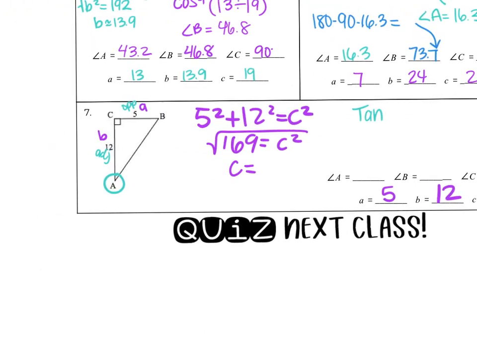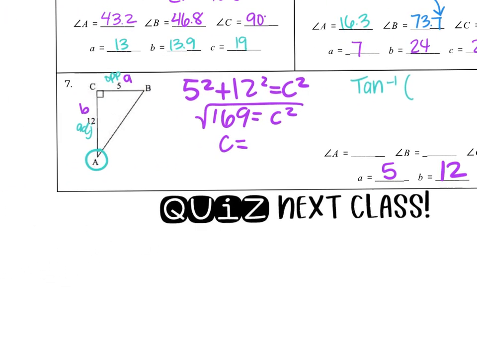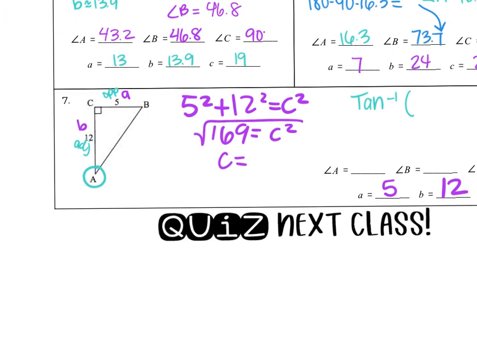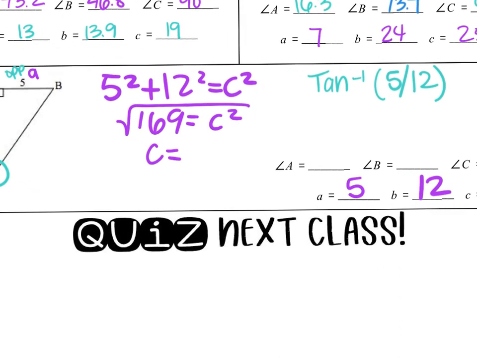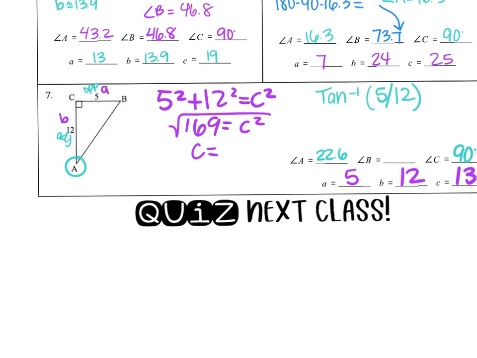So I can't do this. What do I have to do? Tangent -1. Parentheses. What would go first there? 5. Opposite divided by adjacent. Okay. What does that give us? Probably had to round, right? 22.6. And that was A. I just know that was A because that's the one I circled.